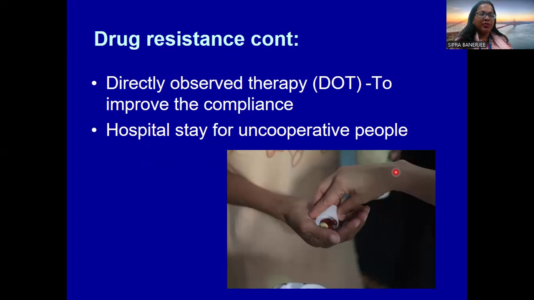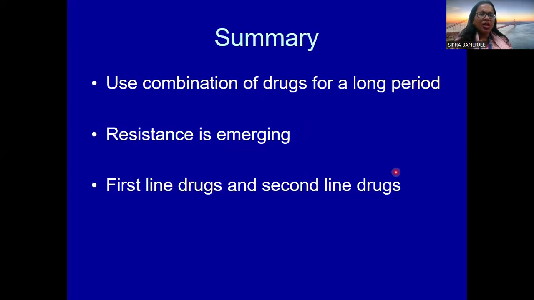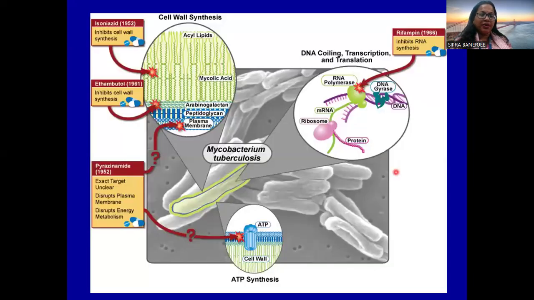There is DOTS therapy, which is well known from the government service, that is directly observed therapy, to improve compliance. It is for patients who are uncooperative, who are residing in slum areas, who can skip the medication. They come into contact with the OPD or direct observation therapy, and they are taken into the health center. So use a combination of drugs for a long period. If resistance is emerging, then first line drugs and second line drugs should be given.